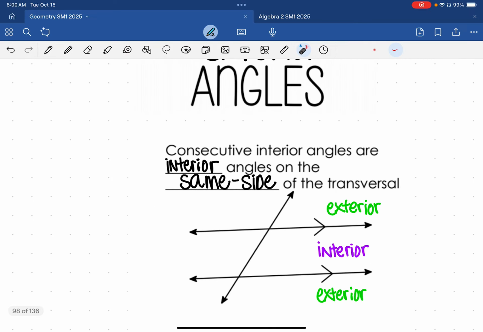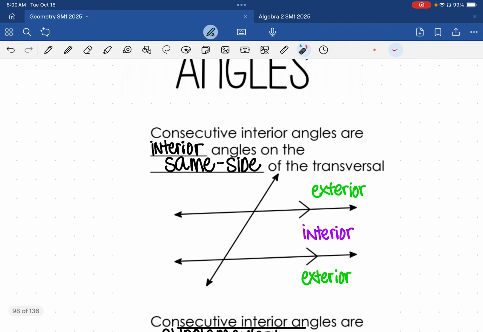All right, let's go ahead and open it up and let's talk about our consecutive interior angles. They are, of course, our interior angles, so consecutive exterior would be exterior angles, right? On the same side of the transversal, let's start by highlighting our transversal. Remember, the transversal has to intersect two or more lines. So these two lines have to be our parallel ones. They look parallel and they have the parallel symbol. So this line must be our transversal.